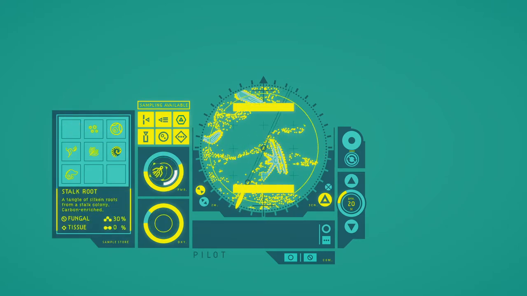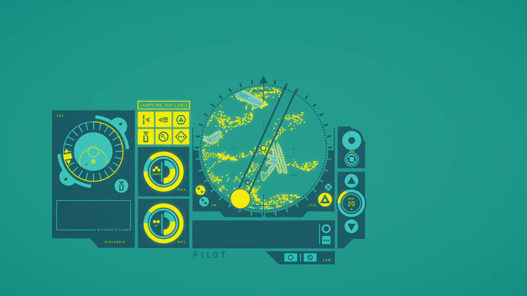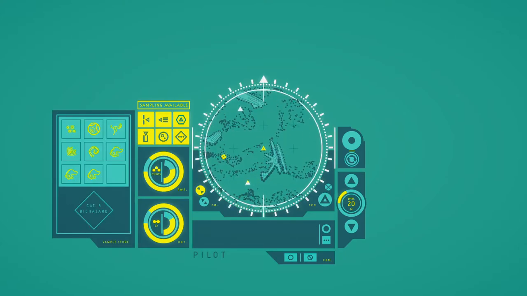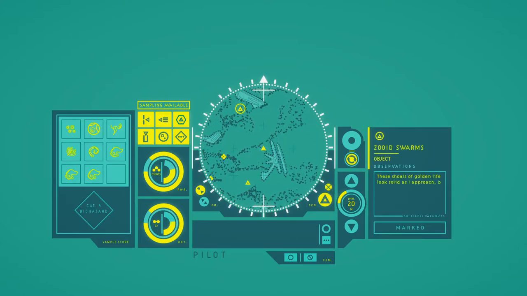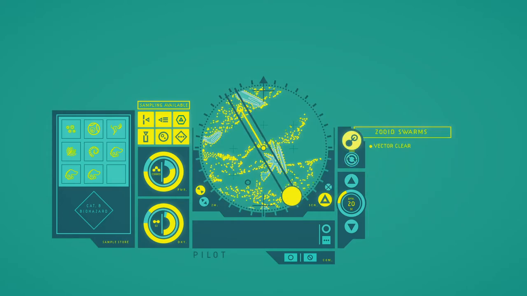We can just use this. Yeah, rich in oxygen. These shoals of golden light look solid as a bird, but passing through they are little more than flowers of petals caught in the current.